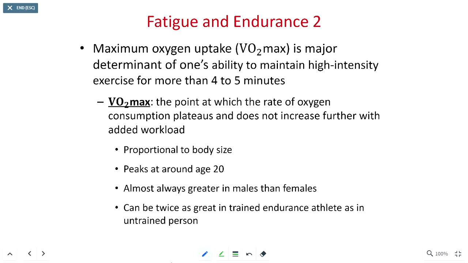Another factor is going to be the ability to deliver oxygen. If we can have a high rate of delivery, we can have a high rate of ATP generation. So our VO2 max, the rate that we can uptake and deliver oxygen into our bloodstream, is very important. So how do you measure VO2 max? You can typically measure it when the rate of oxygen consumption plateaus within an individual.